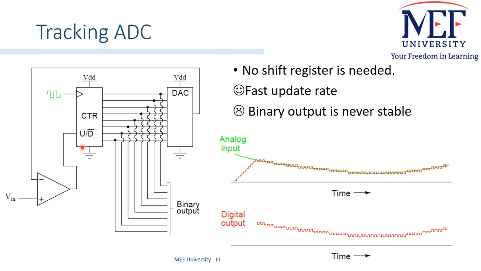We can as well change the counter with an up-down counter, as in the tracking ADC case. Here we don't need a shift register, because once we get the first value, the next value will either be one code smaller or one code higher than the previous one. So it has a very fast update rate. However, the binary output is never stable.